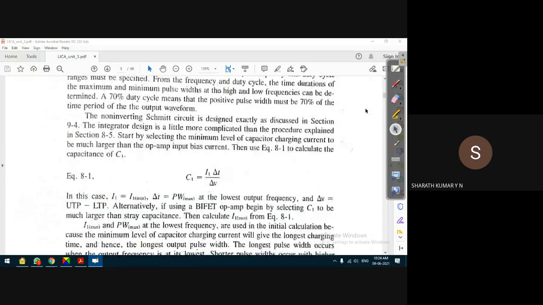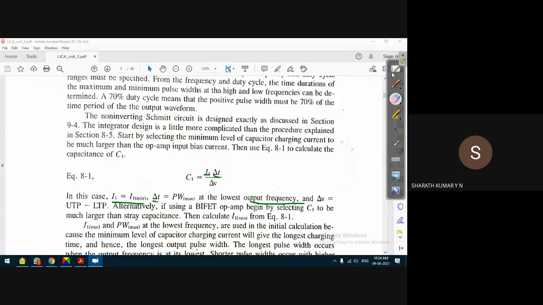So the capacitor charging current I1 can be selected in such a way that C1 is equal to I1 delta T divided by delta V, where I1 is the minimum charging current for the capacitor, and delta T is the PW max at the lowest output frequency. What is the meaning of PW max at the lowest output frequency?